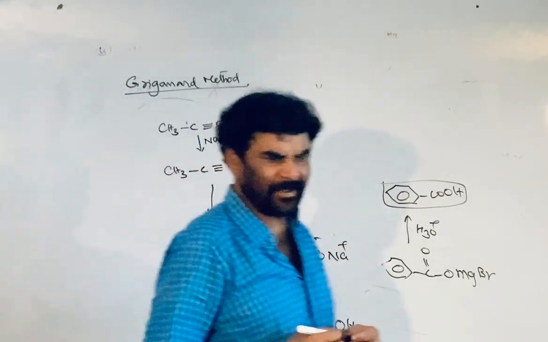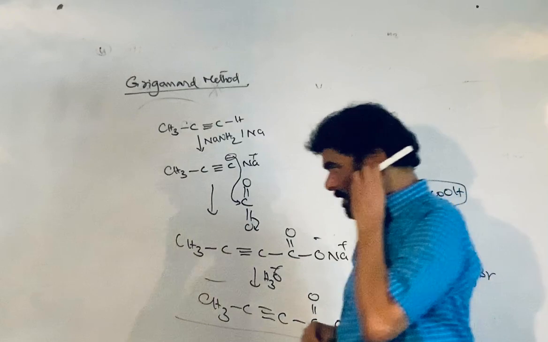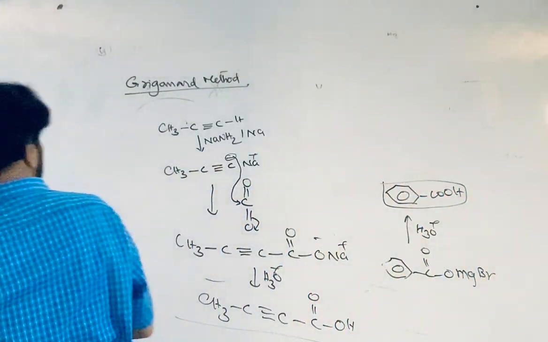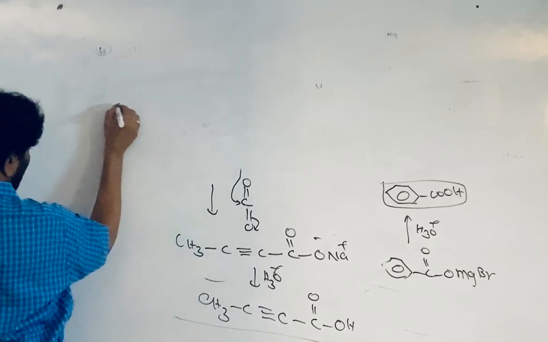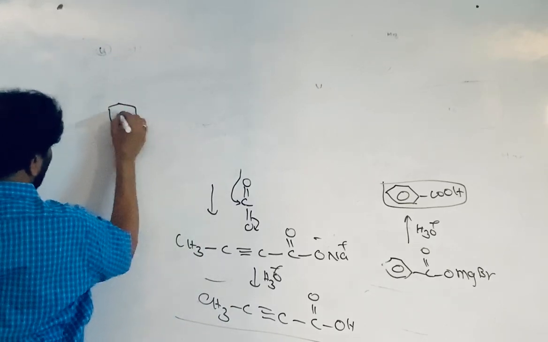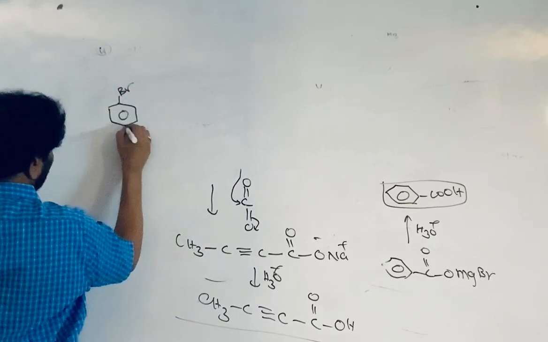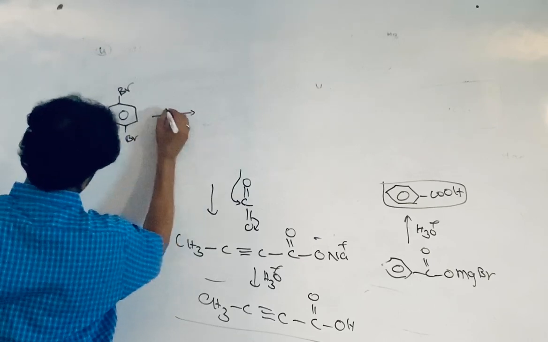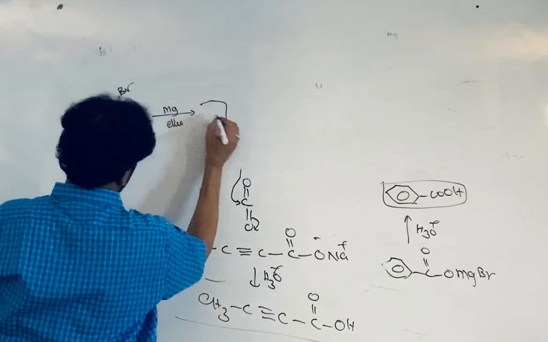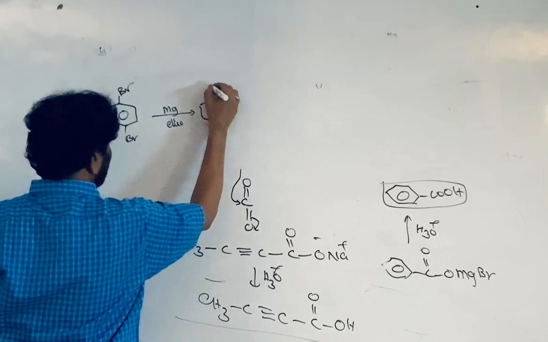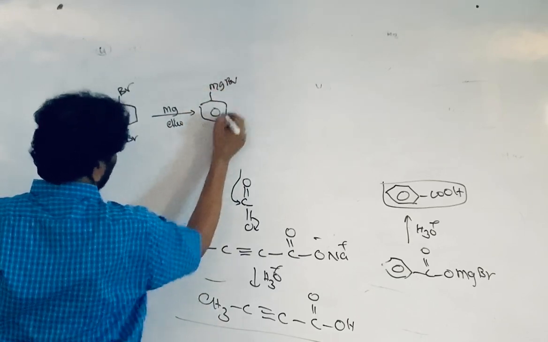So you can prepare a variety of compounds. See the conversion: 1,4-dibromobenzene. This is treated with magnesium in ether, and the Grignard reagent is formed. Aryl halides also form the Grignard reagent. MgBr.